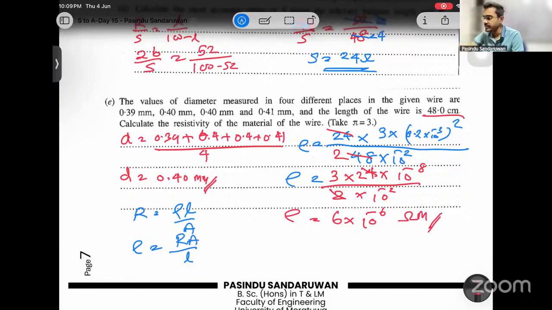Resistivity is in ohm meters. So 6 times 10 to the power minus 6, that is in ohm meters. Right? Take it down.